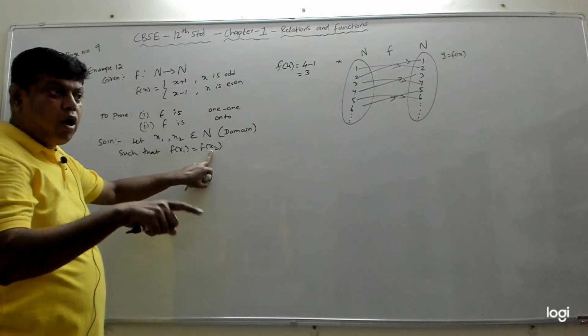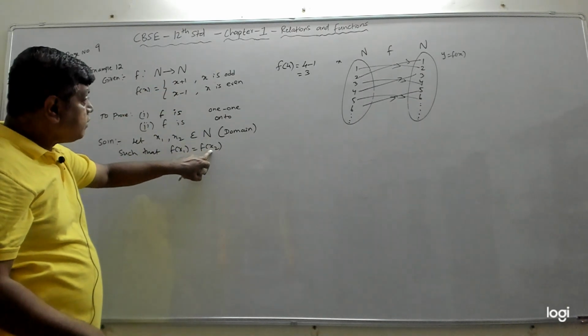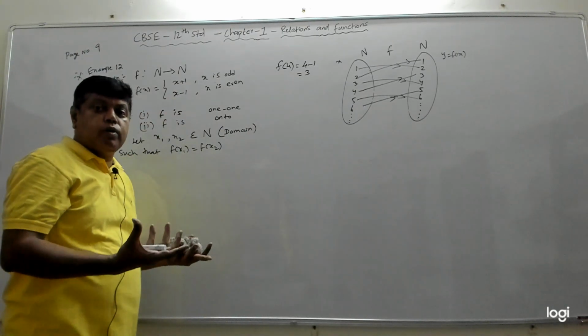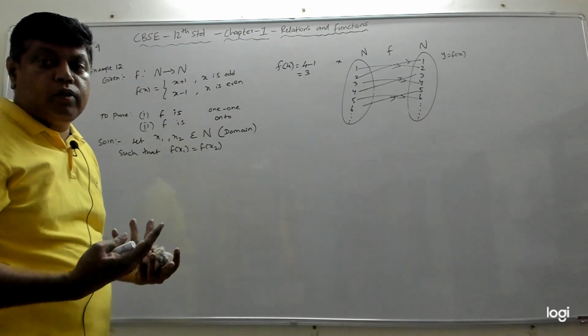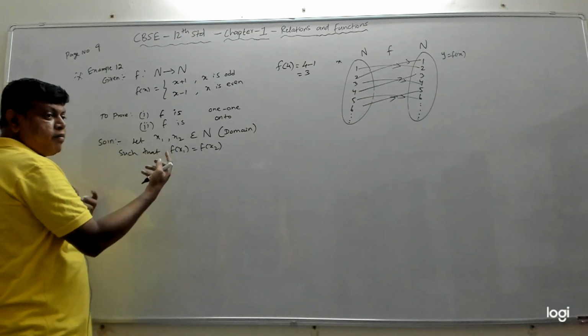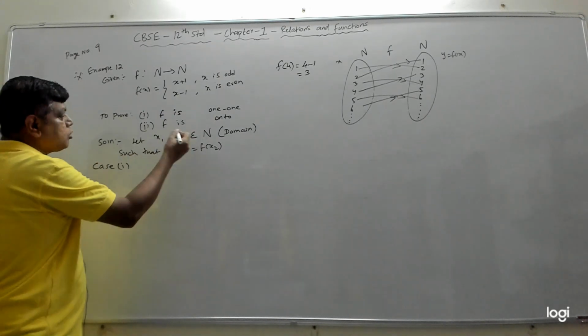If we know x2 is odd, we'll use this function, f of x is x plus 1. If we know x2 is even, we'll use f of x is x minus 1. But we don't know whether x1 and x2 are even or odd. If we don't know, then we need to have cases. We have taken two elements, now we should have cases. So case 1 is, let's assume both are even.